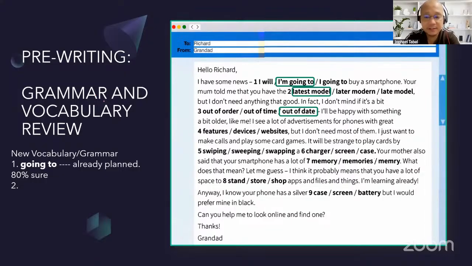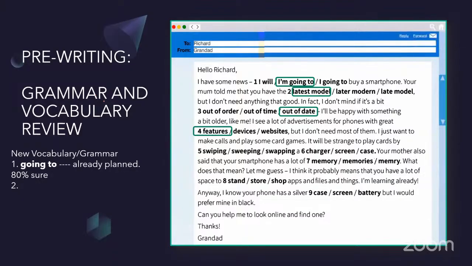I see a lot of advertisements for phones with great websites. Websites, very good. Great features. Okay, I see a lot of advertisements for phones with great features. Features means functions. I'll explain later the meaning of features. Okay. Number 5, Clara, what's your number 5?